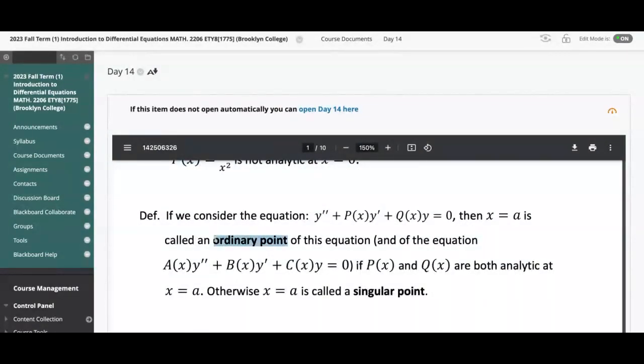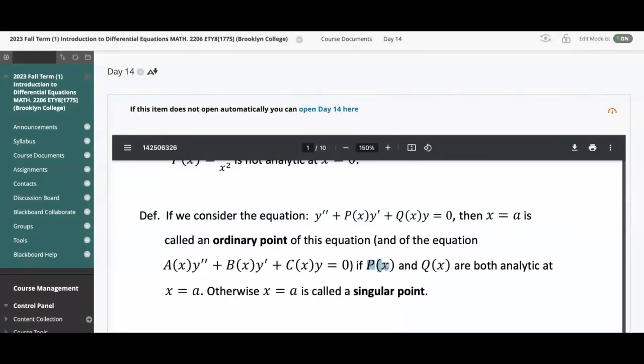So we learned the ordinary point. Right? What is the ordinary point? If P and Q are both analytic at a. Similarly to the language of, at this moment we can treat P of x, Q of x just as a function of x, right? Because they look like a function of x, and they are a function of x. But we just use a new term because differential equations, solutions involve infinite series. So we use analytic.